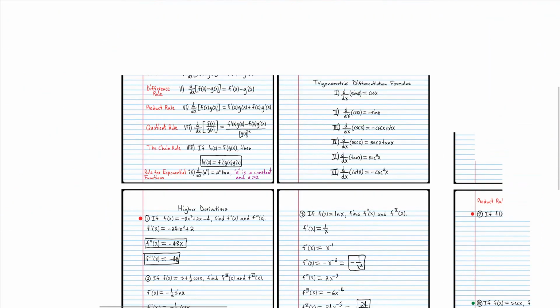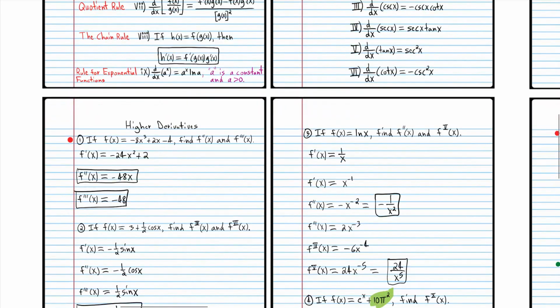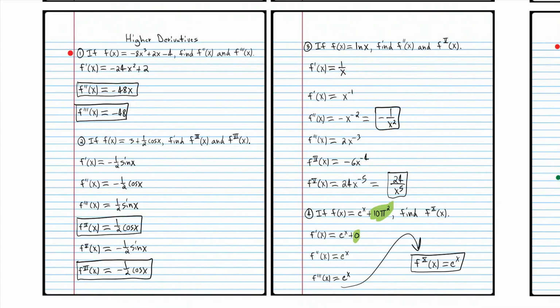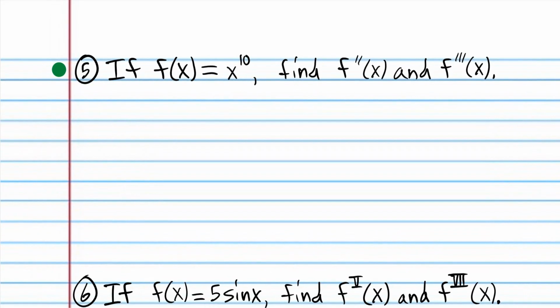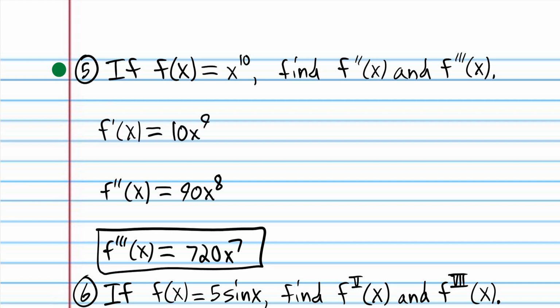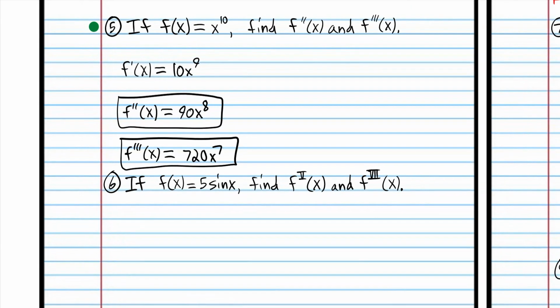Now I want you to get a picture. I'm going to give you one more chance to get a picture of all these formulas here and a picture of these problems that we just did together. And I want you to try number 5. Find the second derivative and the third derivative. When you come back, we'll do it together. Okay, we're back. So if you got that right, excellent. Go ahead and try number 6. When you come back, we'll do it together. Okay, we're back.